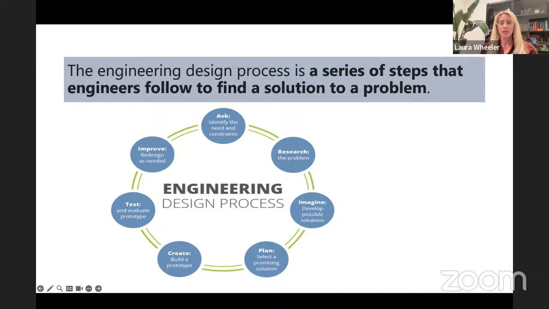By following this process, which is iterative, meaning you can go through this in several cycles, by the end of this course, you will have been able to go through the engineering design process in designing a spur gear.